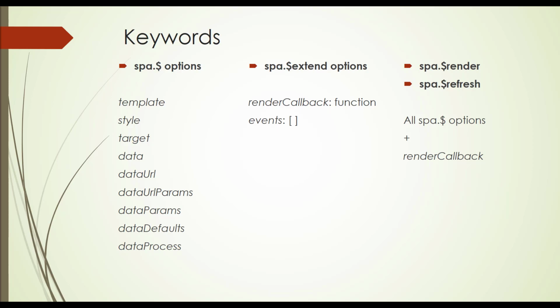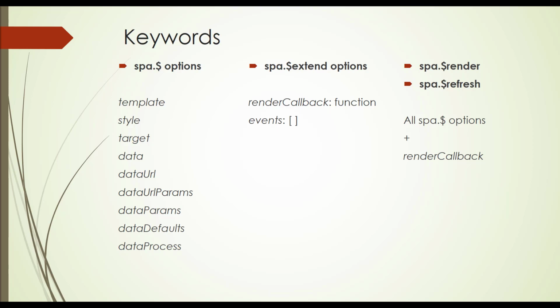And the SPA $render and SPA $refresh. Basically, the dollar means a component within SPA.js. So the $render and $refresh are equivalent to component render and component refresh. So it comes with the options. Those options are nothing but the base options, and one extended option called render callback that can be overridden when we are calling those methods.